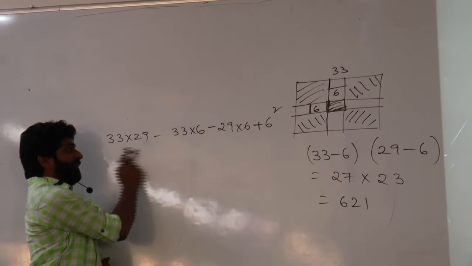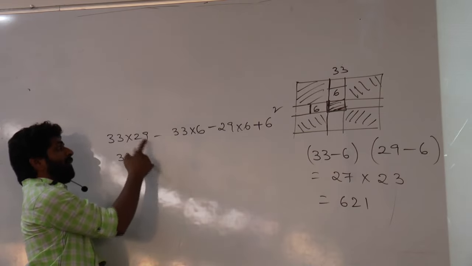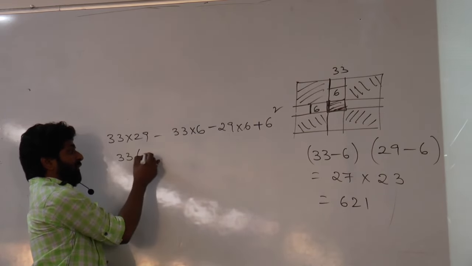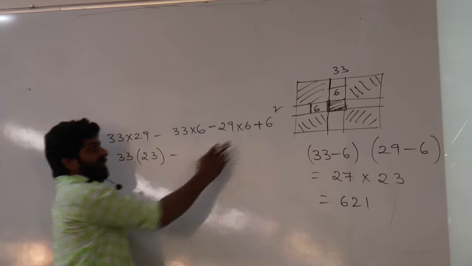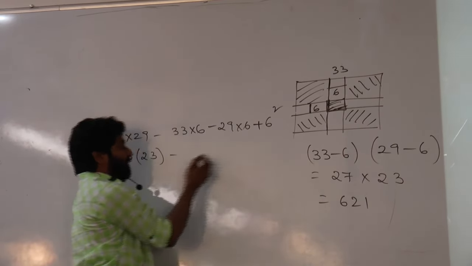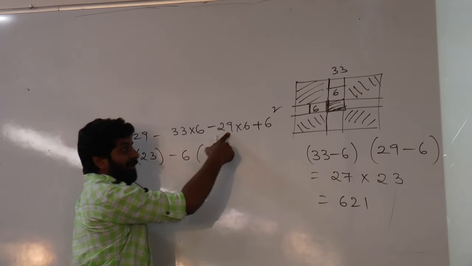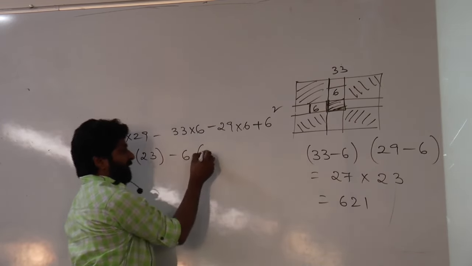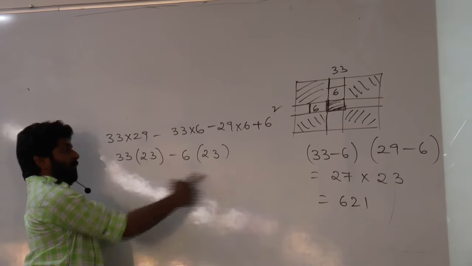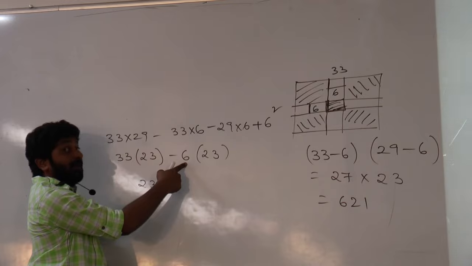Out of these two numbers, 33 is common, right? Yes or no? Take 33 common. 33 minus 29 into 6 plus 6 square. Both are 6 multiples. Let me take 6 common. That will be 29 minus 6, which is 23. Both are 23 multiples. 23 into 33 minus 6, 27.